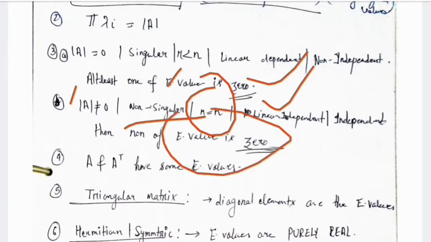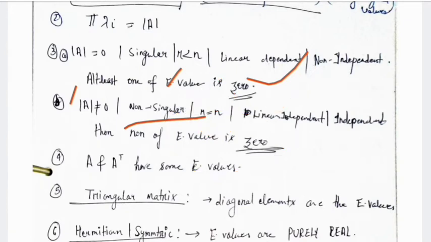Okay, and we know that the most important property is that A and A transpose have the same eigenvalues. Yes, because the determinant is the same, so the eigenvalues are also the same. Next is the triangular matrix. We know that for a triangular matrix, the diagonal elements are the eigenvalues. Okay, now come to the next.